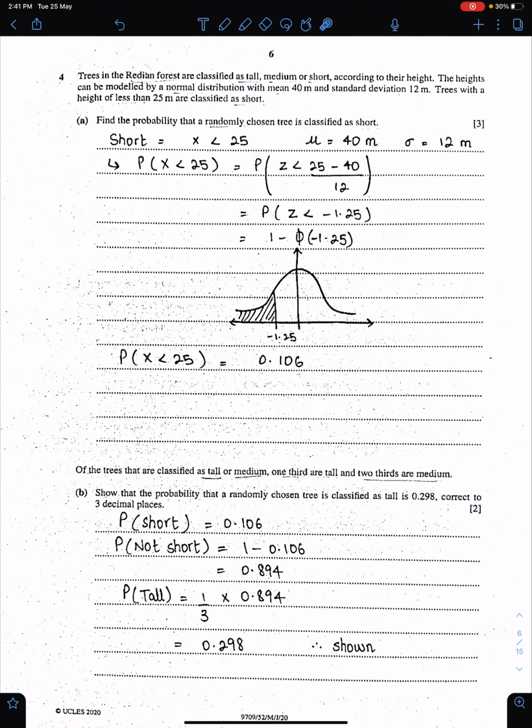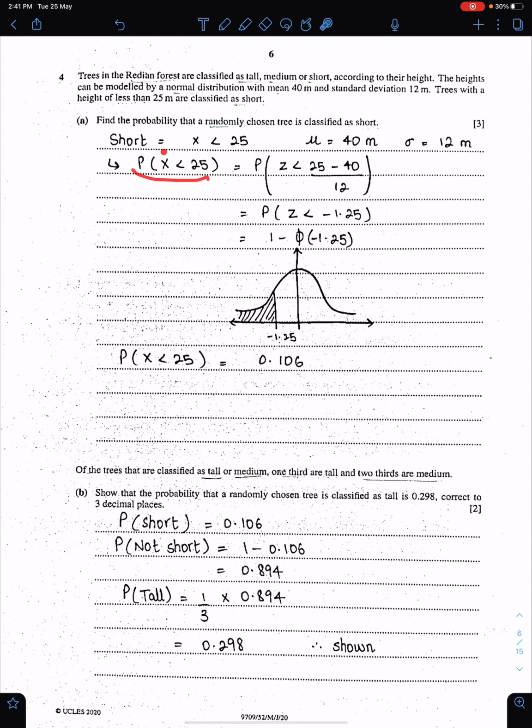Question number 4. Trees in the R forest are classified as tall, medium, or short according to their height. The heights can be modeled by a normal distribution with mean 40 meter and standard deviation 12 meter. Trees with a height of less than 25 meter are classified as short. So short means less than 25. Find the probability that a randomly chosen tree is classified as short. So we need this probability.